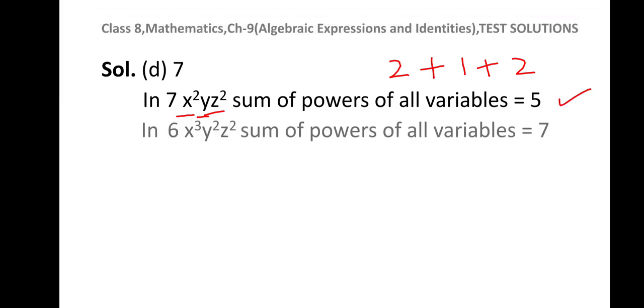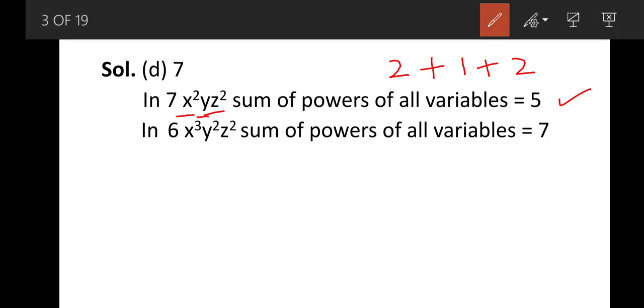Now coming to next term, it is 6x cube y square z square, and here in this, what is the sum? Power of x is 3, power of y is 2, it will be 3 plus 2, and power of z is again 2, that will be 2. So it will be 7. So in this term, the sum of the powers is 7. In this term, it is 5.